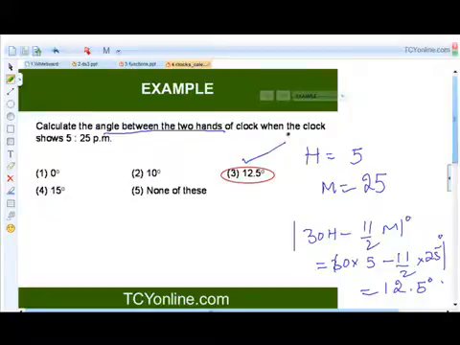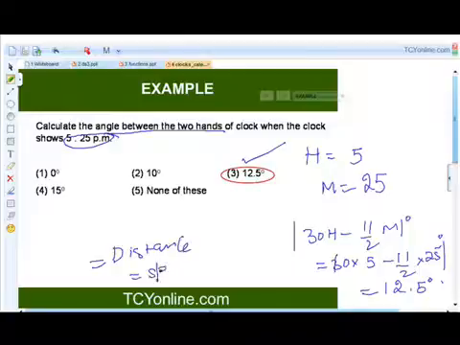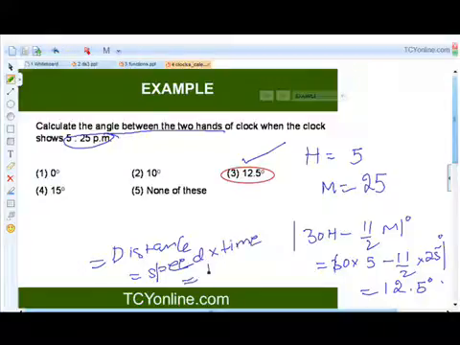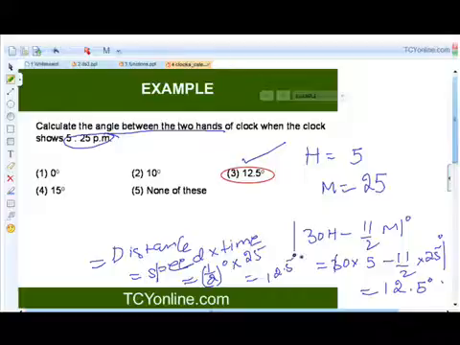Now this similar question can also be done in an alternative way. Since the time is 5:25 p.m., the minute hand will be at 5 and the angle between them will be the same as the distance covered in degrees by the hour hand in 25 minutes. So the required angle will be equal to the distance of the hour hand, that is the speed of the hour hand multiplied by the time taken. Speed is half degree and time is 25 minutes. On solving this, we get 12.5 degrees.